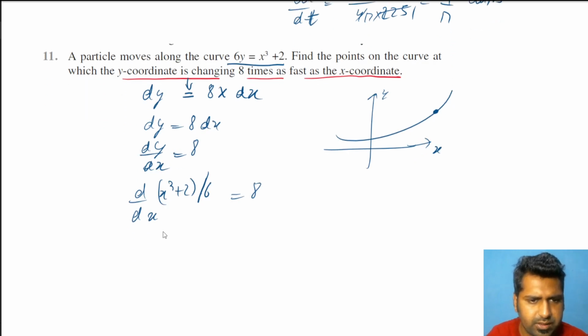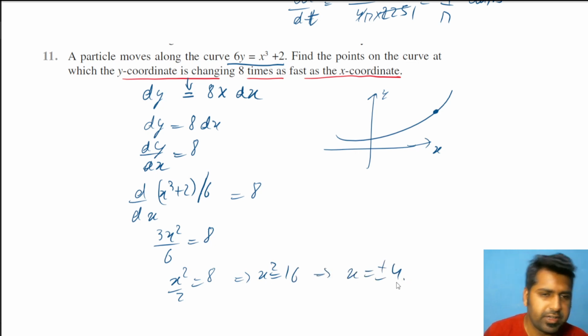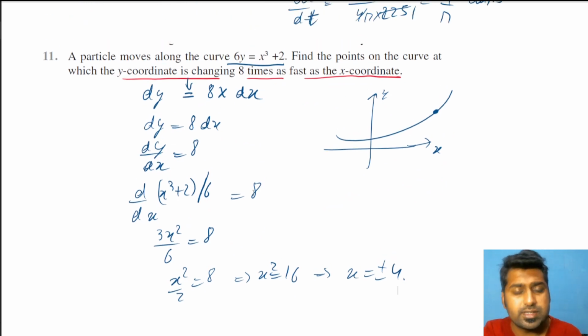So differentiation of this becomes simple. 3x square by 6 is equal to 8. So x square by 2 is equal to 8, x square is 16, x is equal to plus minus 4. Remember, we are solving for coordinates, so negative is a possibility. Now that you got the value of x, accordingly you can get the value of y, because he is asking not for the value of x but the point itself.